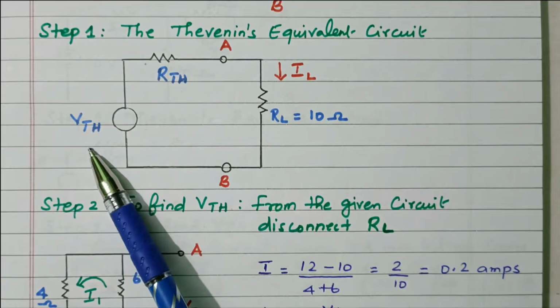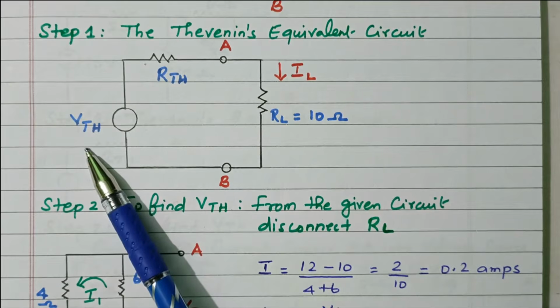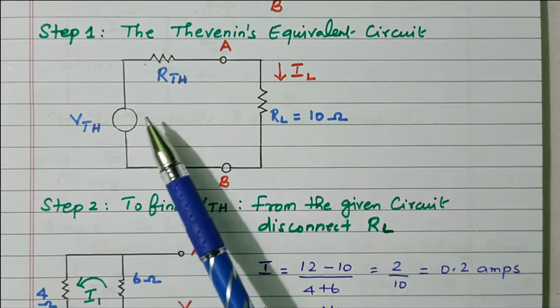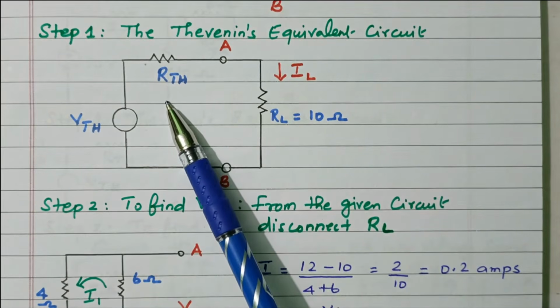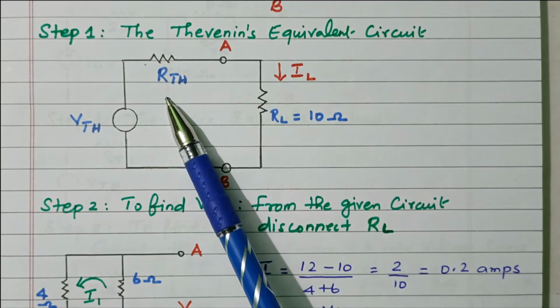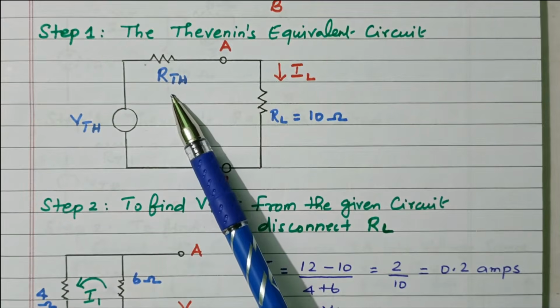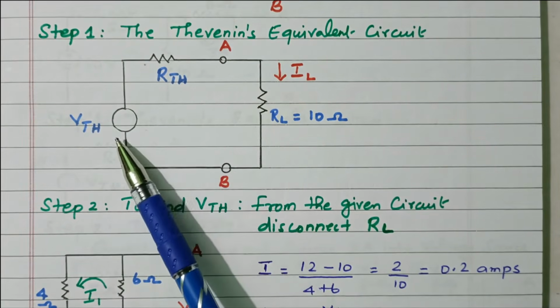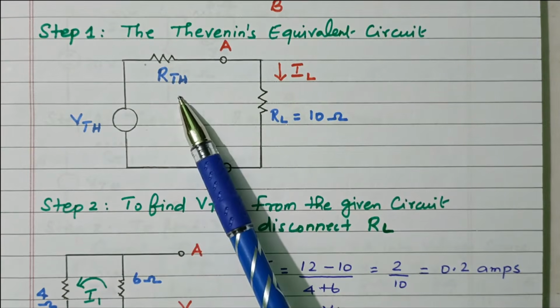This V Thevenin is nothing but the open circuit voltage. The terminals AB are open circuited, and we need to calculate the voltage across AB, that is called V Thevenin. R Thevenin is nothing but the resistance across AB by removing all the sources. Both current and voltage sources are removed, and we need to calculate the resistance across AB, that is R Thevenin. So the complicated circuit is replaced with a single voltage source and single resistance.